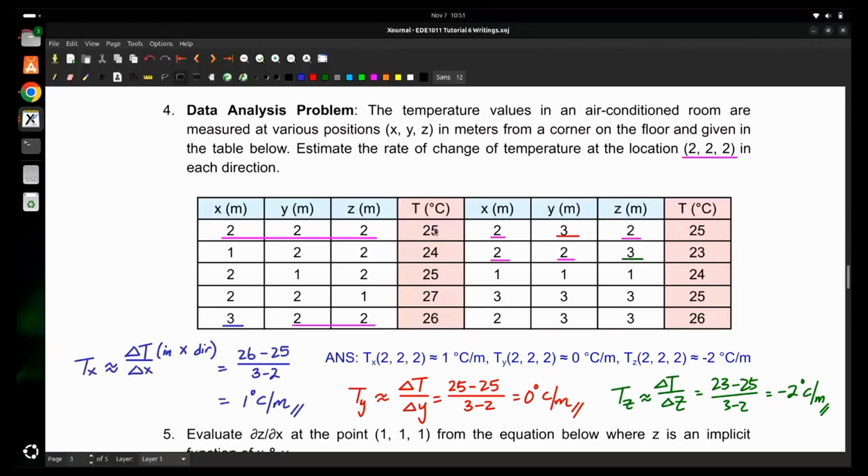Is that okay? So this is really testing you on the understanding of the partial derivative, which means that you have to lock the rest of the directions, right? And only move in one direction. So that's the meaning of the partial derivative.